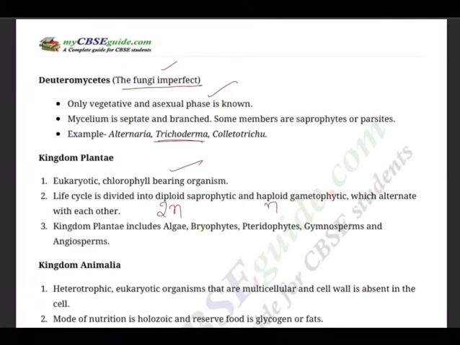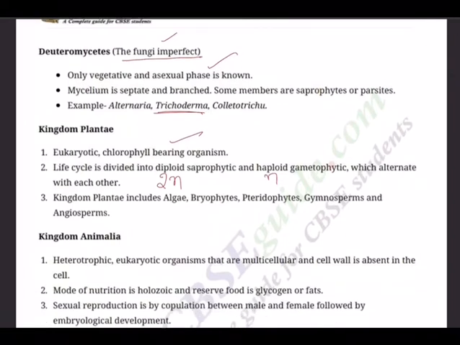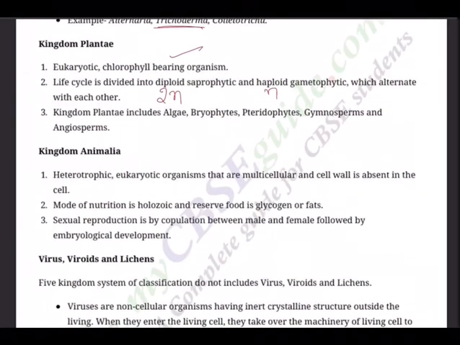And moving ahead with the fifth one, kingdom Animalia. It consists of all the animals that are there in the world. So they are heterotrophic, eukaryotic organisms that are multicellular, and cell wall is absent. Look at this, the cell wall is absent in the cell. Mode of nutrition is holozoic, and reserve food is glycogen or fats. Sexual reproduction is by copulation between male and female, followed by embryological development.